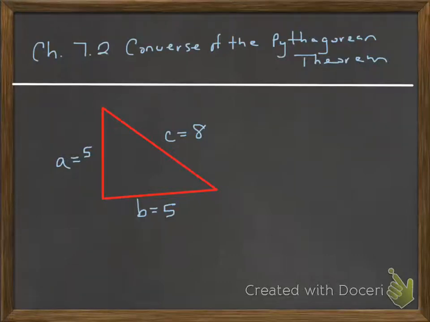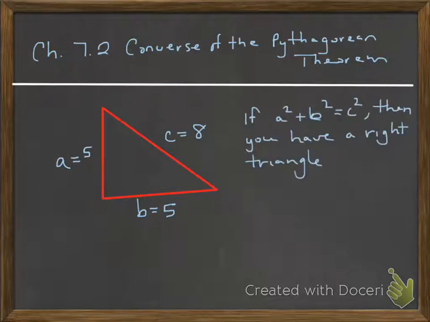We are going to talk about 7.2, the converse of the Pythagorean theorem. Yesterday, we talked about how if you had a right triangle, then a squared plus b squared equals c squared. That is your Pythagorean theorem. However, today we're going to talk about how if you have a squared plus b squared equals c squared, then you have a right triangle. So we're going to try to prove that side lengths create the right triangle, among other things, okay?